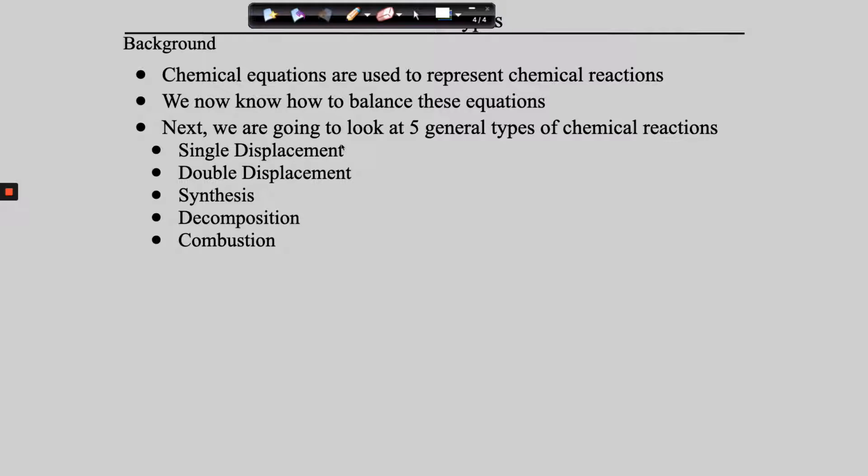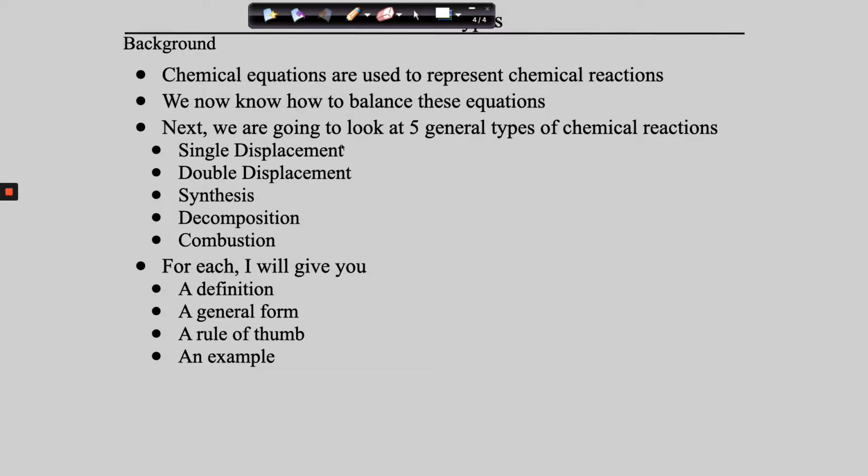In a moment, you're going to title your notes single displacement, and we're going to talk about what that is. Then double displacement, synthesis, decomposition, and combustion. As we do, this is going to be the redundant pattern. Again, you don't need to write this down.